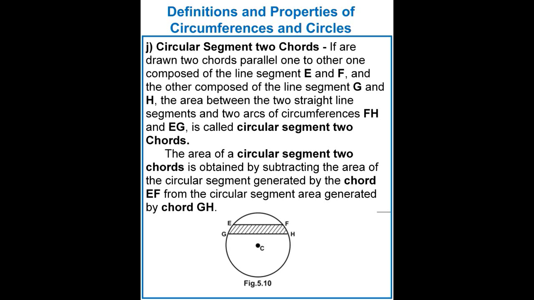This slide shows in figure 5.10 the circular segment of 2 chords. If 2 chords are drawn parallel to each other, one composed of the line segment E and F, and the other composed of the line segment G and H, the area between the 2 straight line segments and 2 arcs of circumference F, H, and E, G is called the circular segment of 2 chords. The area of a circular segment of 2 chords is obtained by subtracting the area of the circular segment generated by the chord EF from the circular segment area generated by chord GH.